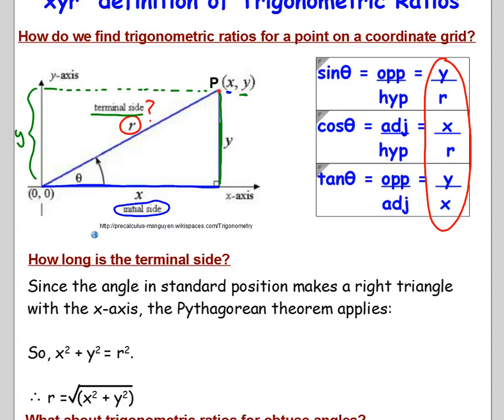Okay. Now you might at this point have a question that sounds a little bit like, well, sir, why would I need to know the length of r? Well, I'll tell you why. Look at your trigonometric ratios that use r. Sine and cosine, they each depend on the length of the terminal side, r. Tangent is the only ratio where you will not need to know the length of that terminal arm. You can calculate the tangent ratio just by knowing the x and y coordinates of a point on a coordinate grid. Okay?